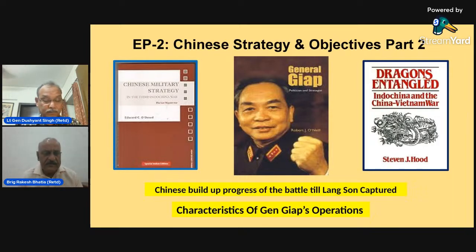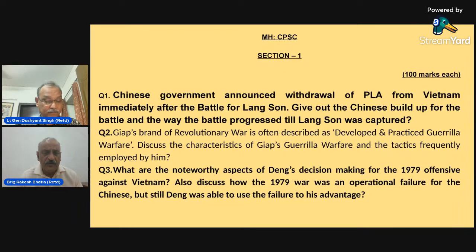So with this, we move to the type of questions. Now, these are the 100-mark questions, sir, which I thought we should answer. The Chinese government announced withdrawal of PLA from Vietnam immediately after the Battle of Lang Son. Give out the Chinese build-up for the battle and trace the battle progress till Lang Son was captured.